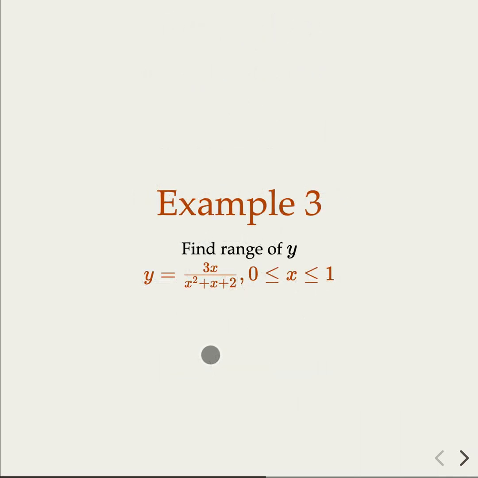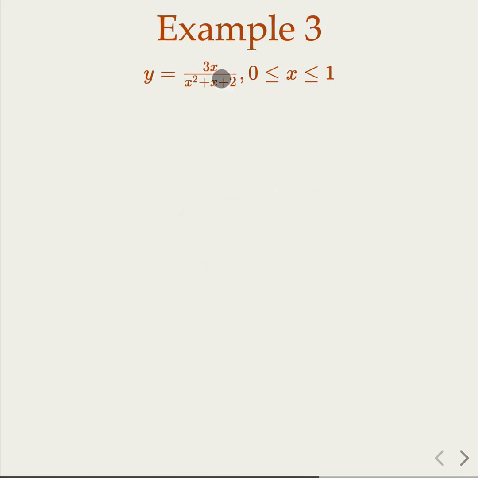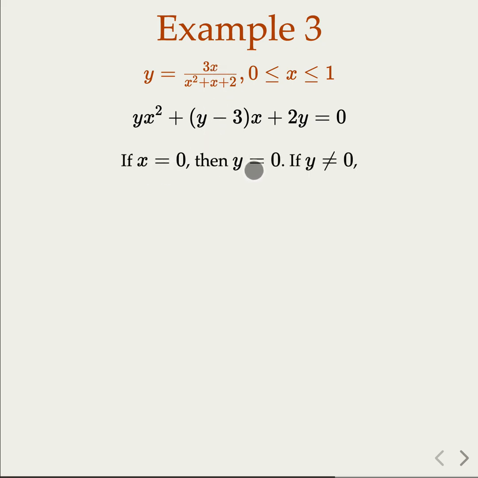Let's look at another example here. In this case, we try to find the range of y, where y is again a fraction here. x is also constrained between 0 and 1. All right, so let's do that. Let's use the same trick here. Turn that into a quadratic equation. You know, y equals 0 is possible when x equals 0. When x equals 0, y is 0.